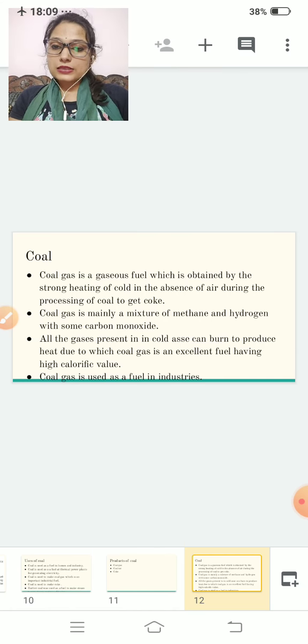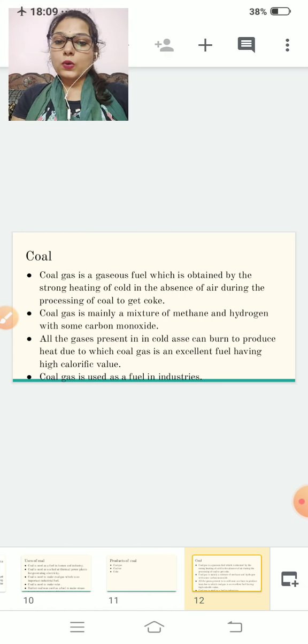Coal gas is a mixture of hydrogen, methane and carbon monoxide. All the gases present in coal gas can burn to produce heat, due to which coal gas is an excellent fuel having high calorific value, and coal gas is used as fuel in our industries.